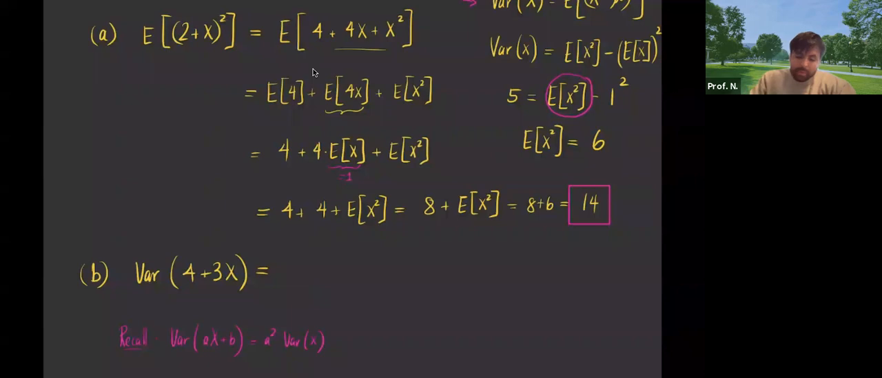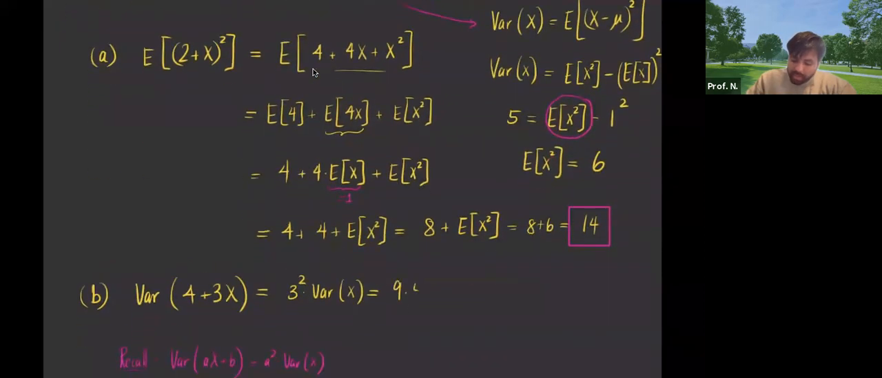So this should also be a bit more straightforward, I would say, because the variance of 4 plus 3x, remember, when you add by a constant, it doesn't change the variance. So the 4 is irrelevant in terms of finding the variance. What is relevant is the 3 that I'm multiplying x by. So this would be equal to 3 squared times the variance of x. 3 squared is 9. The variance of x was 5. So the variance of this new random variable 4 plus 3x is 45.